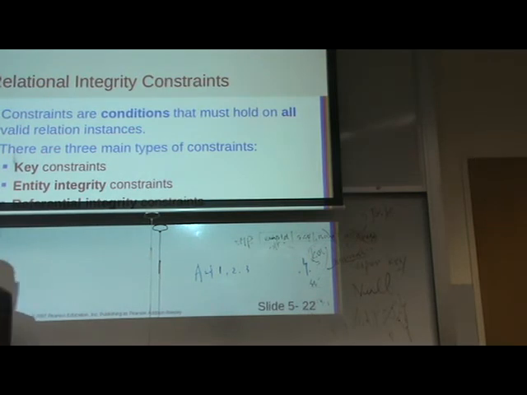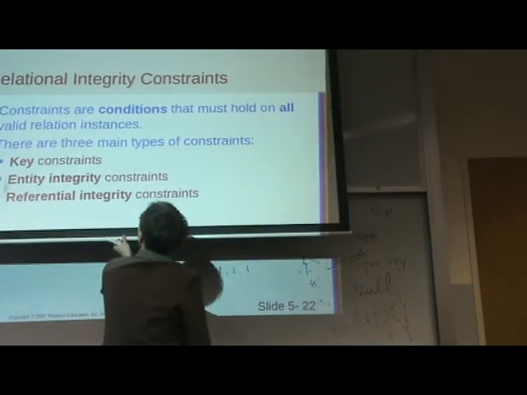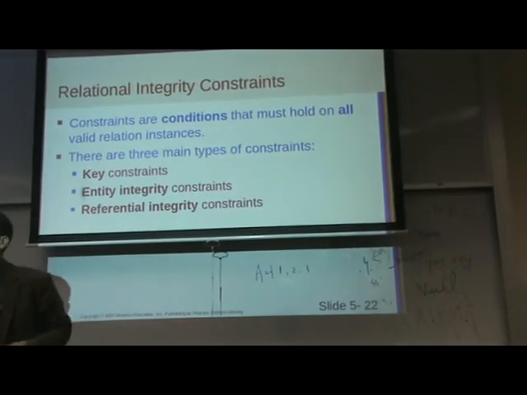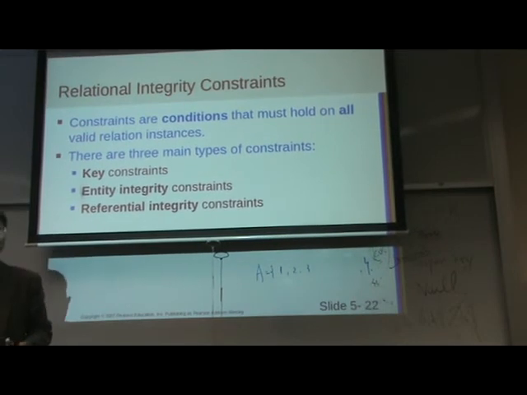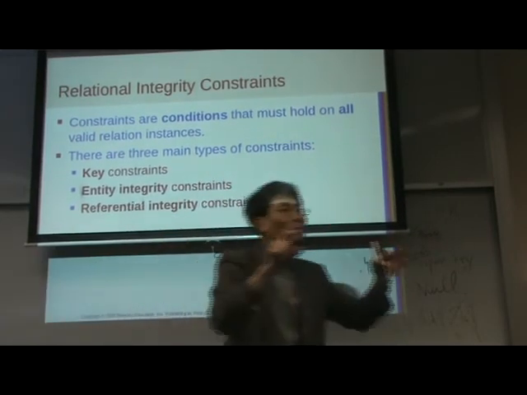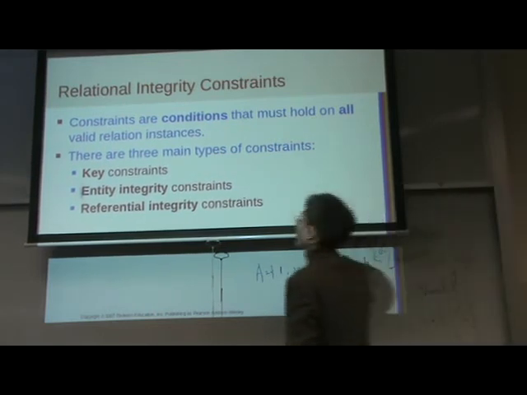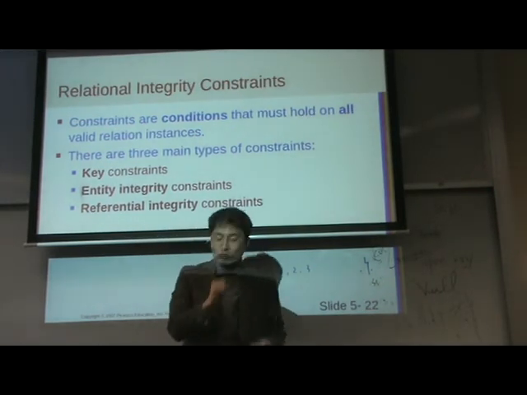The next one is the last. So far, the key constraint and entity integrity constraint deal with one entity, one table. In one table, we try to find the primary key representative. We try to define the characteristic of the primary key, the non-null, unique. The next one is referential integrity that involves two relations, two tables.